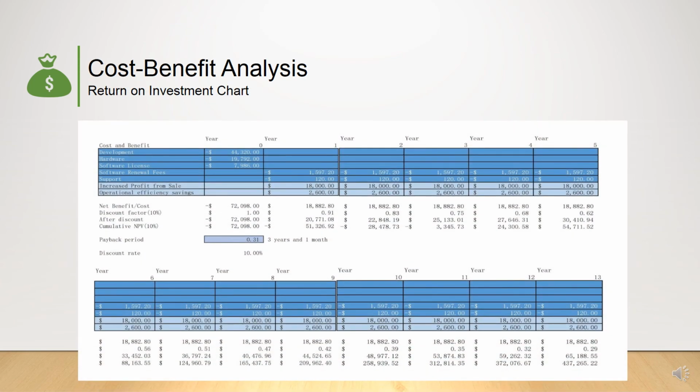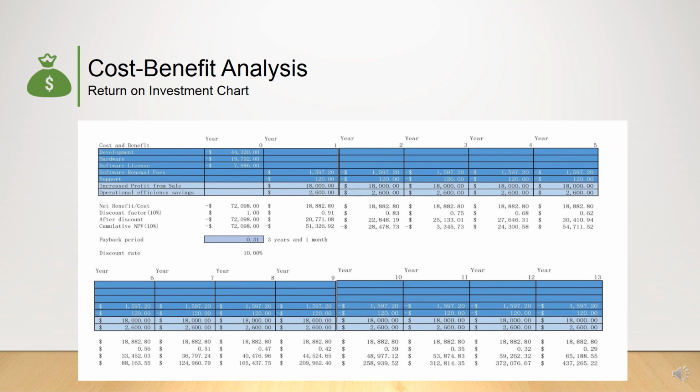Here is a return on investment chart. The price of the development fee is the total cost of the budget plan, where hardware consists of 10 vending machines and 64 barcode scanners. Software license includes Enterprise Architect subscription, and software renewal consists of Office 365 software. Profit from sales is $1,500 per month and operation saving is $2,600 per year.